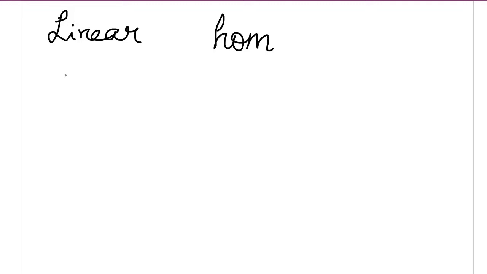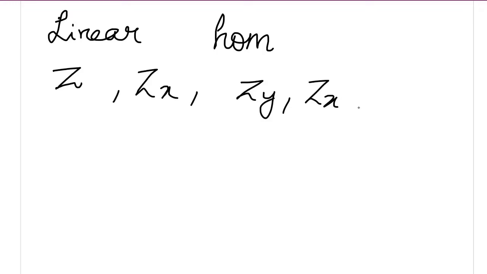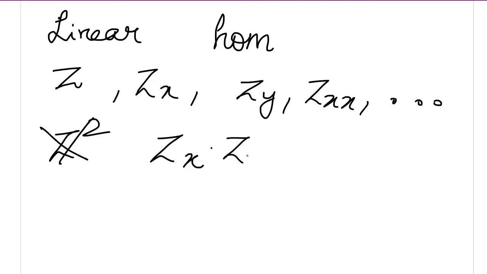Linearity means that the dependent function, say z, and its derivatives, that is zx, zy, zxx, zyy, etc., all these terms should be linear, in the sense that there should not be any z square term, and these should not be products, like zx into zy or zx into z. Such terms should not be there in the PDE.